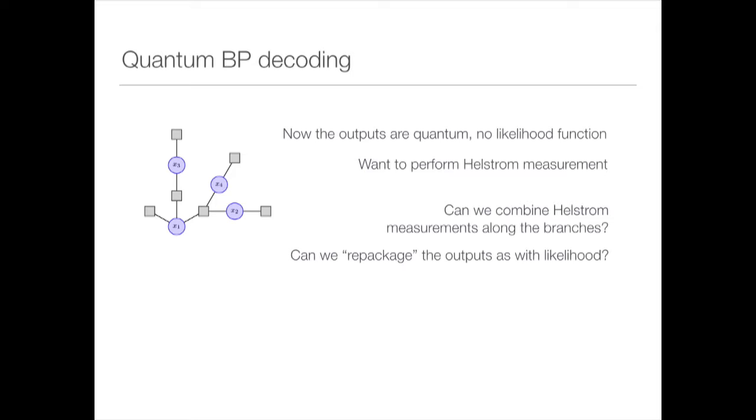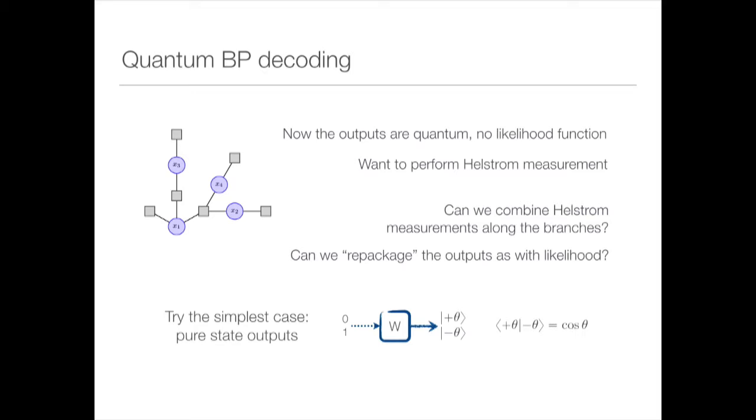So if we knew how to do those Helstrom measurements, if we knew exactly what they were, how would we combine them to make the Helstrom measurement for the channel from the root? Okay. So we need some way of constructing the Helstrom measurement for the convolved channels from the Helstrom measurements of the two inputs. If we can do that, then we can build up the decoder. Okay, so let's try the simplest possible case.